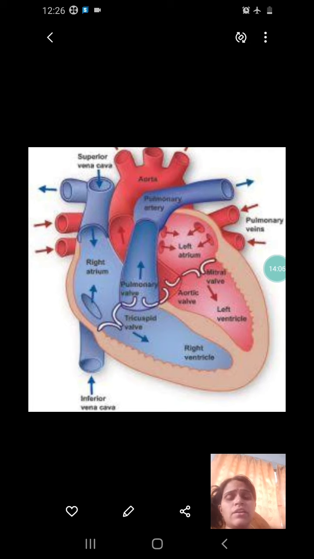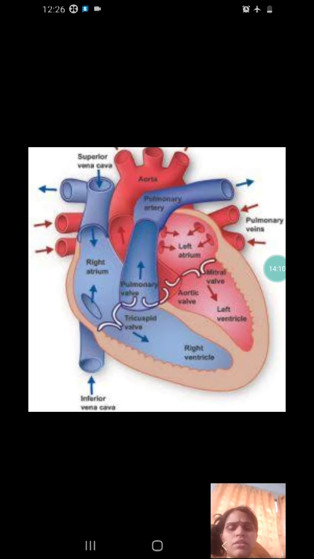So here the entry and exit of blood is 2 times. Okay, the deoxygenated blood comes, then it goes to the lungs for oxygenation, and after it gets oxygenated, it returns back to the heart. So the entry and exit of blood is 2 times. That's why it is called double circulation.